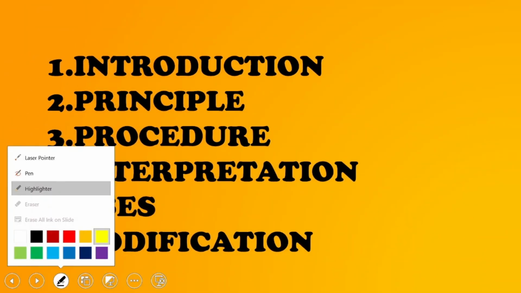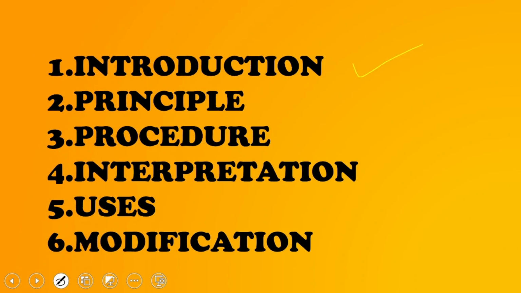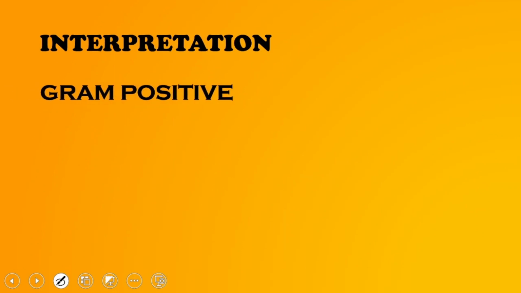So we are done with the introduction, the principle is done, the procedure I have explained to you. Now let's talk about the interpretation, then uses, modification and some examples I will be talking about. Okay? Let's talk about the interpretation over here. Now see, there are two possibilities again. Either the particular organism can be gram positive or it can be gram negative.